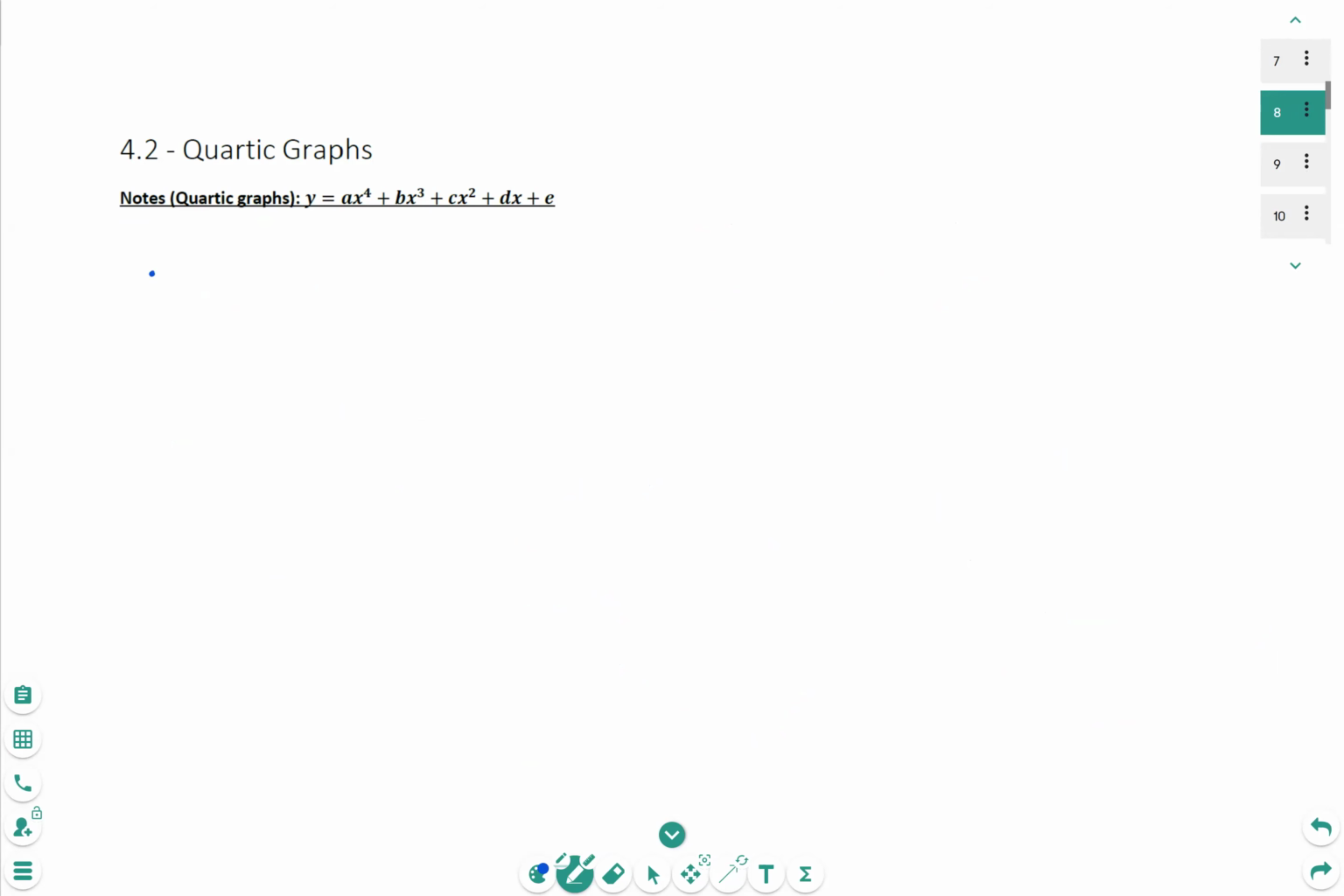So if A is positive, so what's A again? So A is this coefficient here. If the coefficient of x to the power 4, the biggest power, is positive, then the shape looks like a W, or a little bit rude, like a bomb shape.